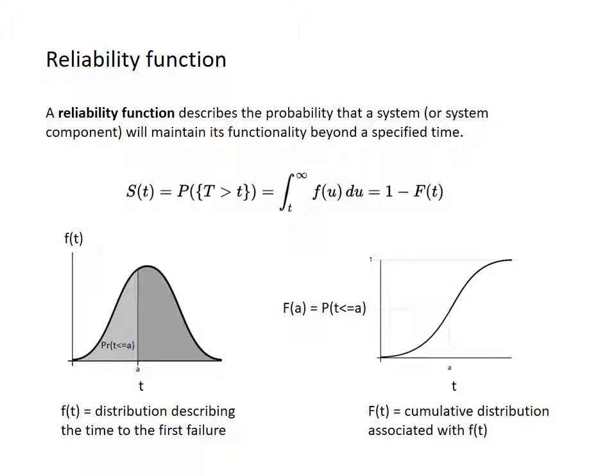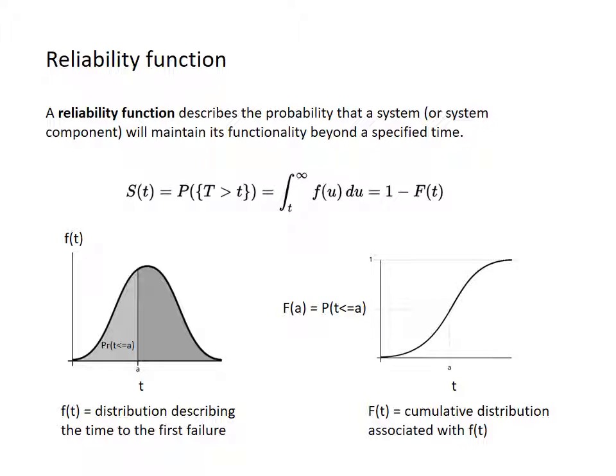And if we wanted to figure out what the probability is that the time to the first failure will be greater than A, then we take all the area under the curve to the right of this value A. And so mathematically what that's doing is taking the integral of this probability density function from t to infinity.